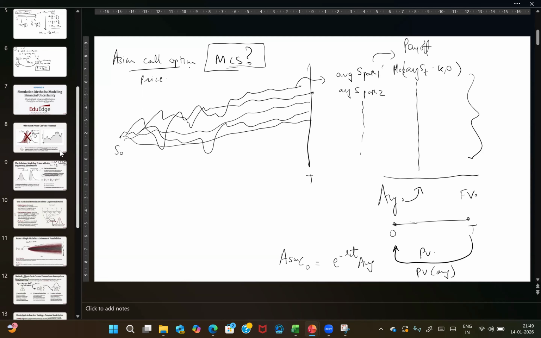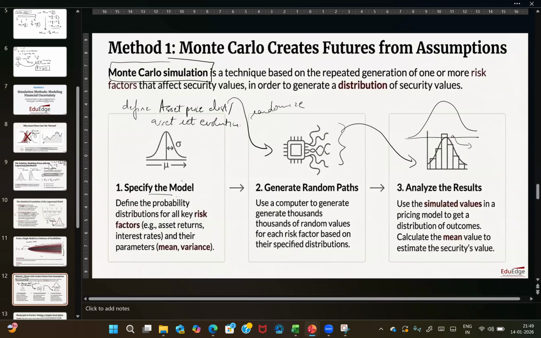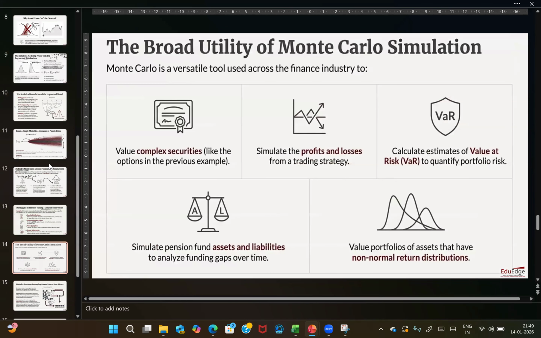So let's take a step forward and let's look at some of the applications of Monte Carlo simulations. Monte Carlo simulations is broadly used in the investment world and the risk world. It is used to value complex securities like options. I've just given you an example of exotic options like Asian options or look back options, where you can use Monte Carlo simulations to value these options.